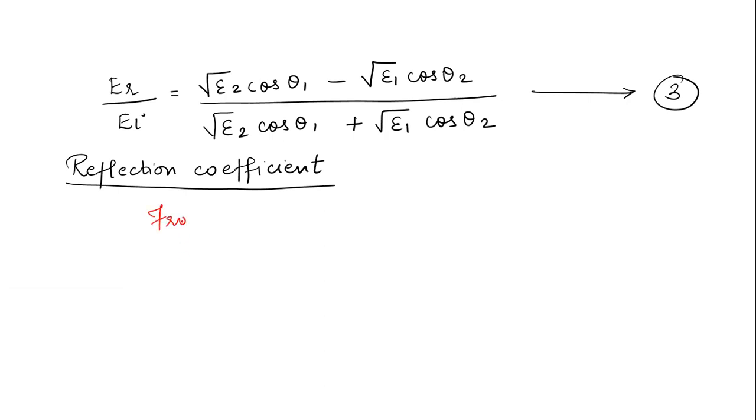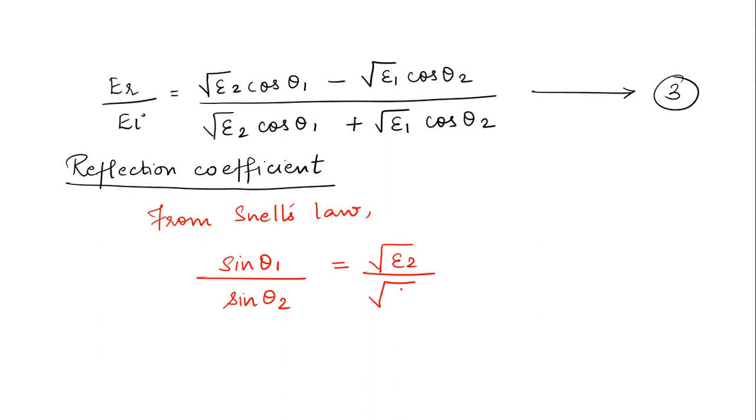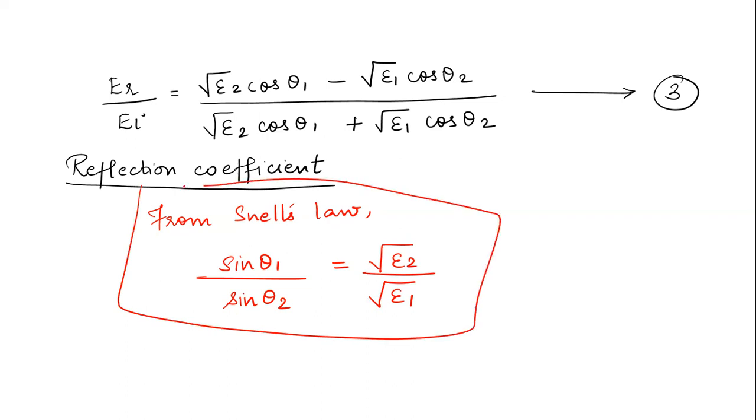So now, from Snell's law, which is the basic law of physics, sine of theta 1, sine I upon sine R, isn't it? So sine I upon sine R, here sine I is 1 and R is 2, is given by root of epsilon 2 upon root of epsilon 1. This is the next to-remember box.